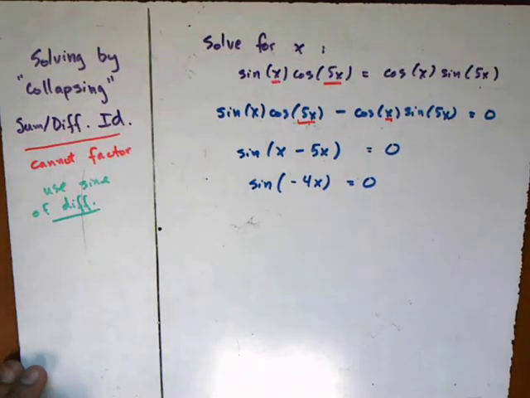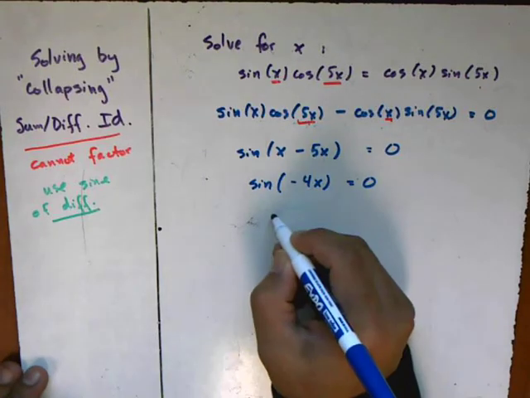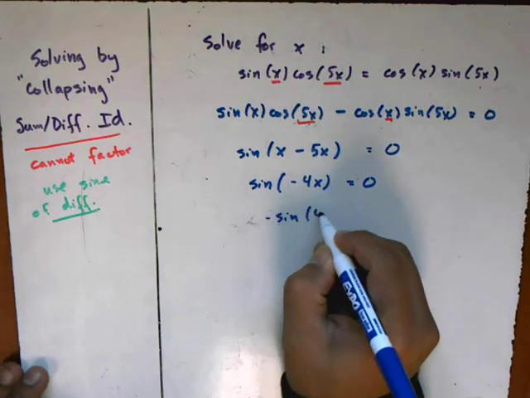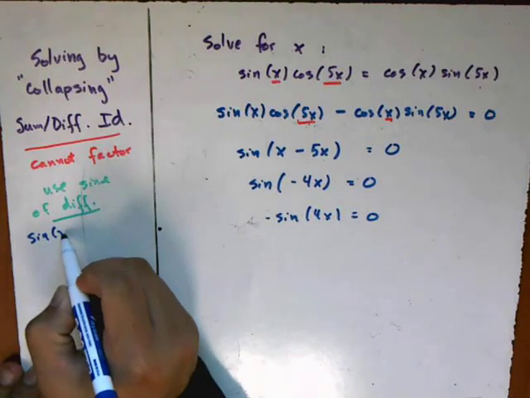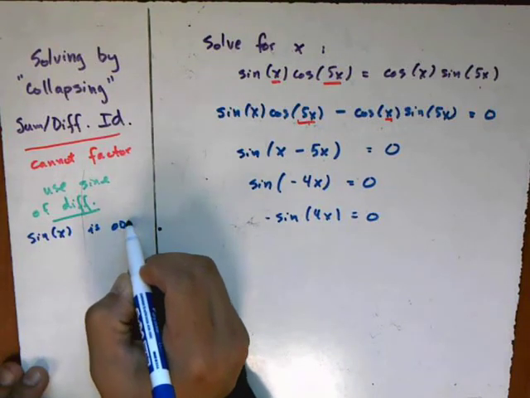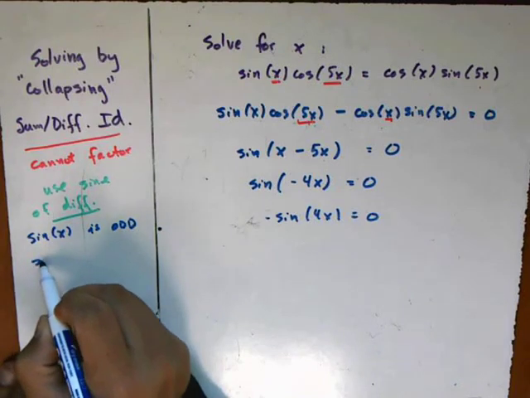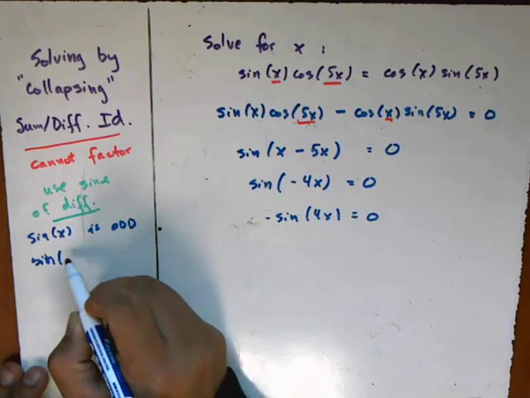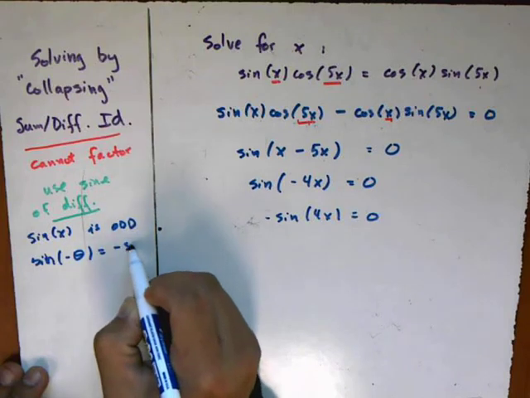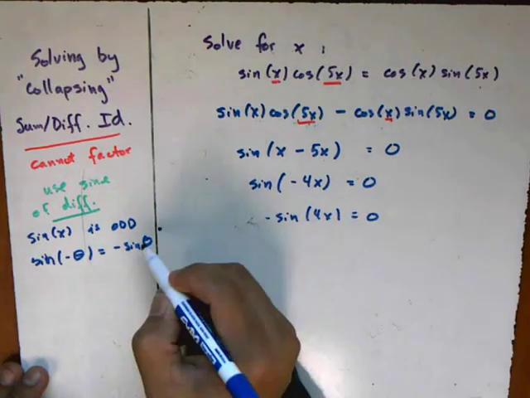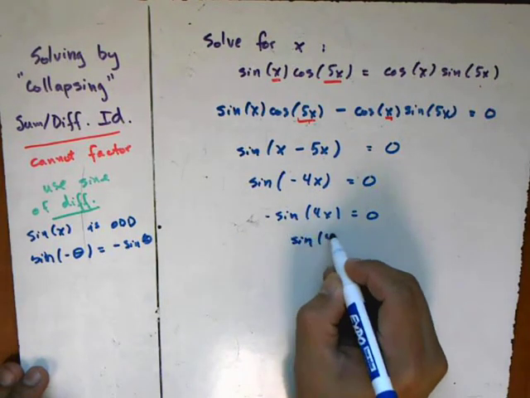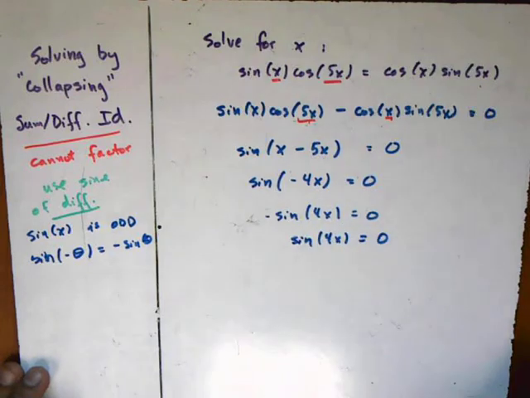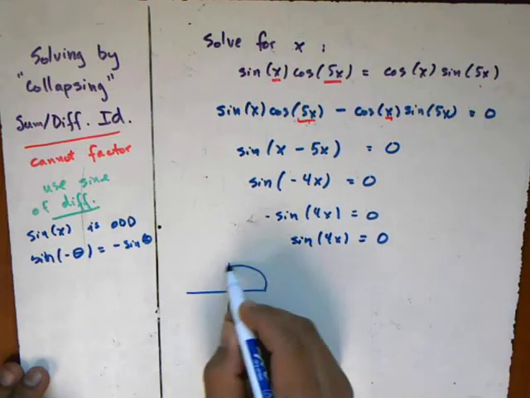And I can take this a step even further. I can get negative sine of 4x equals 0, and my reason on this one is that sine is odd. Since sine is odd, then sine of something negative is equal to negative sine of something positive. And this just makes things a little bit easier to work with. It's nothing really special. Now I can multiply both sides by negative 1, and in effect I've gotten sine 4x to equal 0.